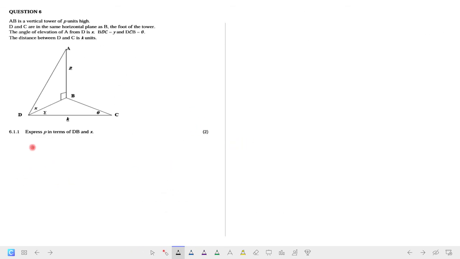Now that I have that in order, I can go ahead now and answer my questions. The way that I'm going to do it is I'm going to look for what they're asking me, and I'm going to see where it is located, right? For example here they're saying express P in terms of BD and X.